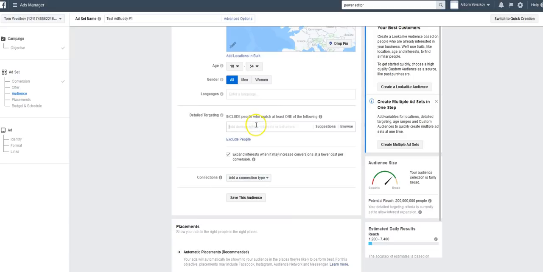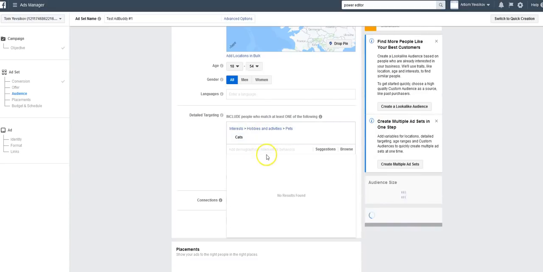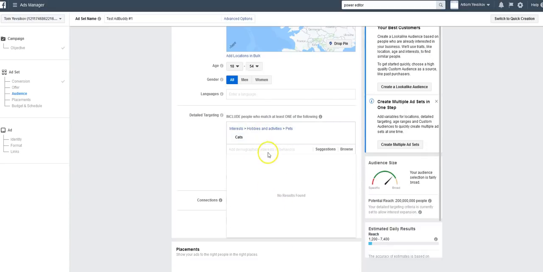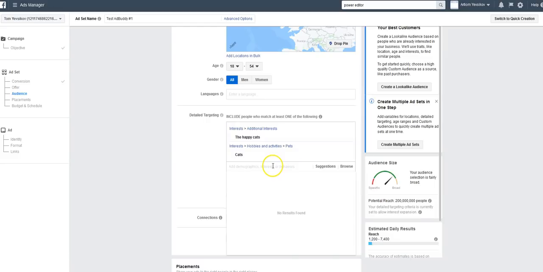So remember, our niche is cats. So now what most people will do is they will start typing in interests about cats that they know of. So for example, you got cats, right? We're going to write cats. 268.9 million people. Obviously, we'll just add that so it will repopulate more results here. Let's find another one, the happy cats, right?